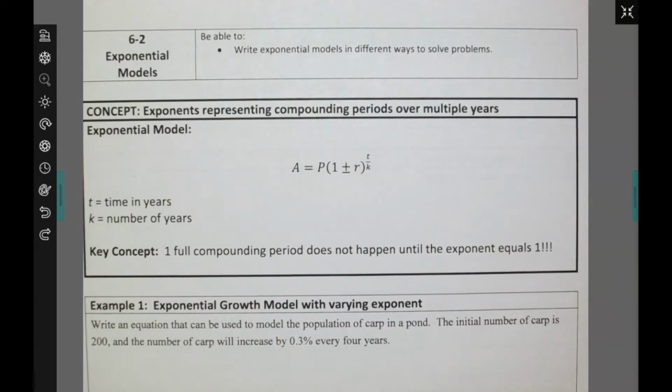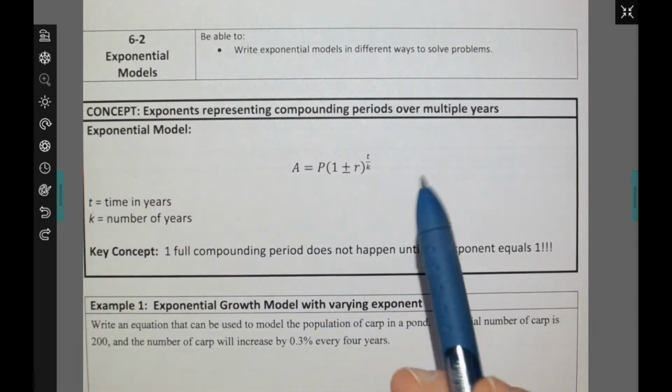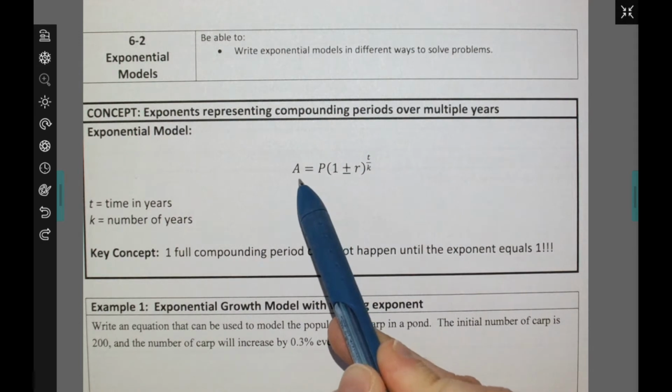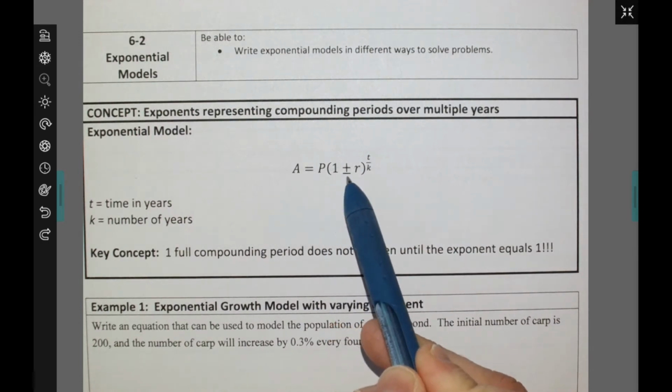Okay, section 6.2 deals with application problems and exponential models. We're going to look at two new types of models today. One is going to be compounding interest, and the other will be compounded continuously. For a general exponential model, the same setup we talked about the other day, A equals P(1 plus or minus r).